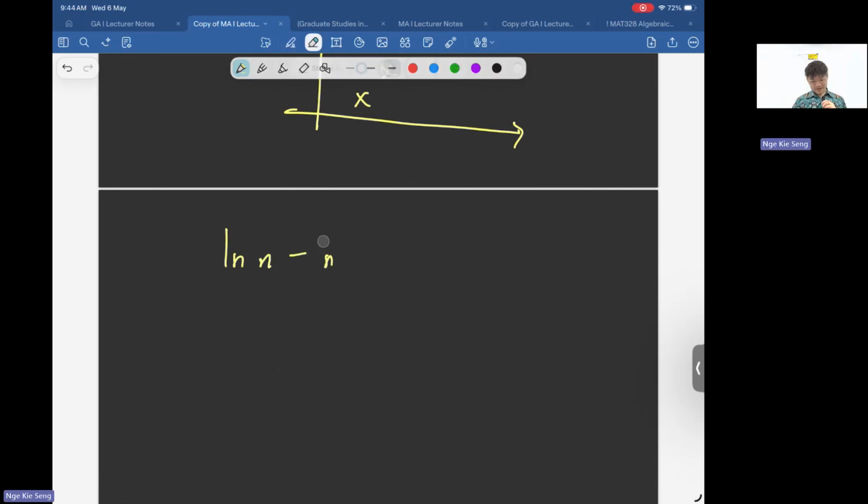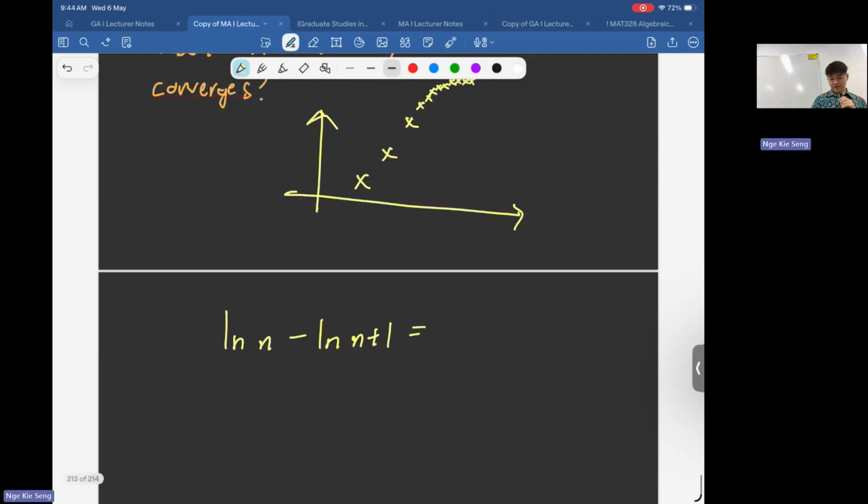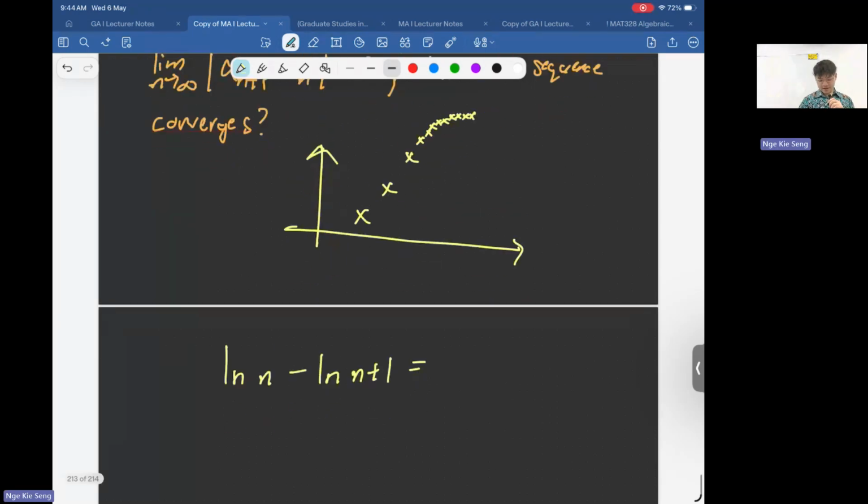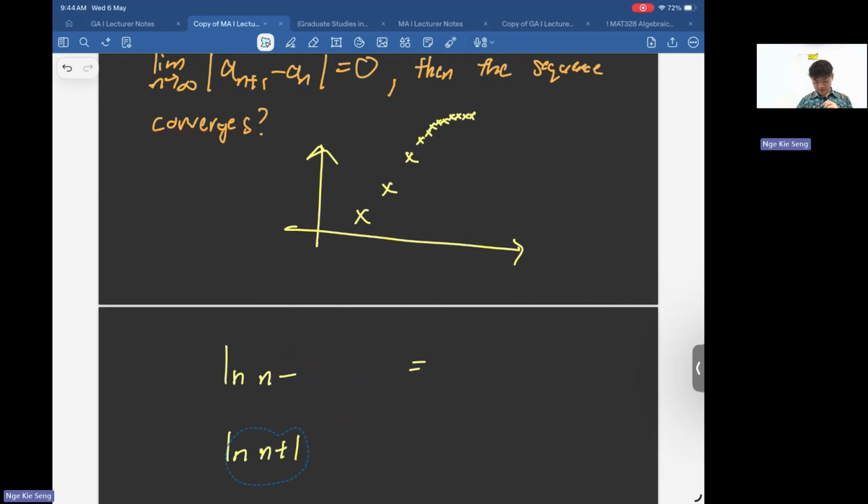ln n minus ln (n plus 1), then, huh? The order doesn't matter. If it matters then we just move it back, because we are caring about the absolute value. So yeah. Then what is this? Is this easy to compute?